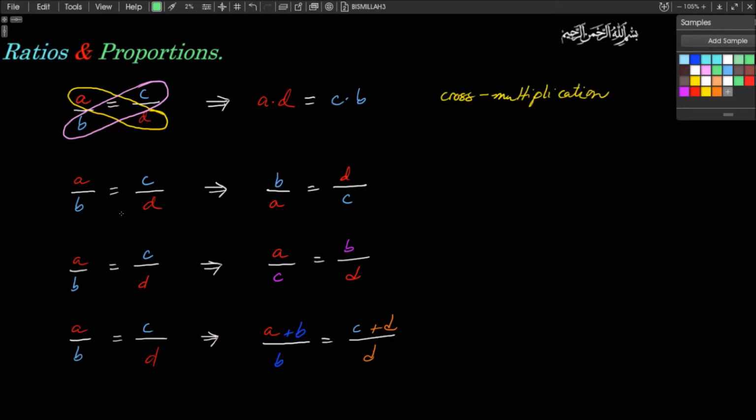Now, another thing that you can do with proportions is like this. If you have A over B equals C over D, then basically you can flip both sides. In other words, you can bring B up over here and A over here, and then you bring C down here and bring D over here. So basically, you're flipping both sides. This is the reciprocal property.